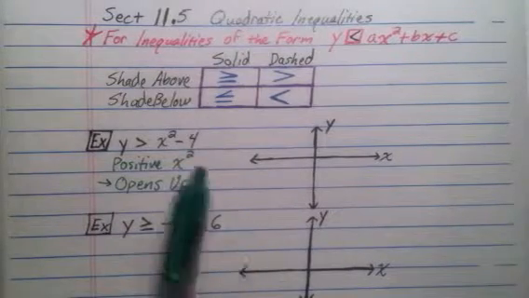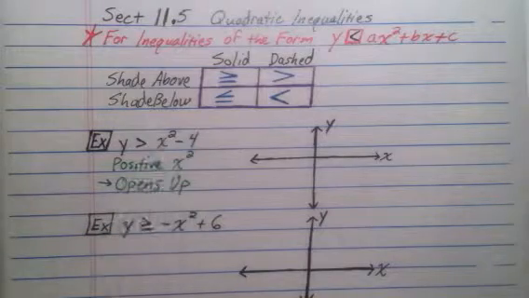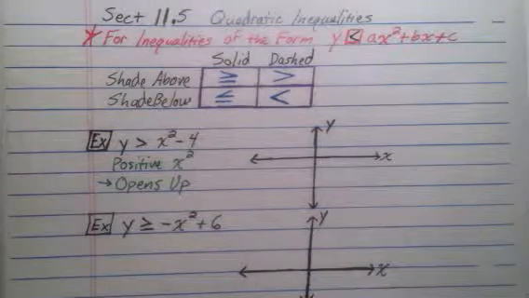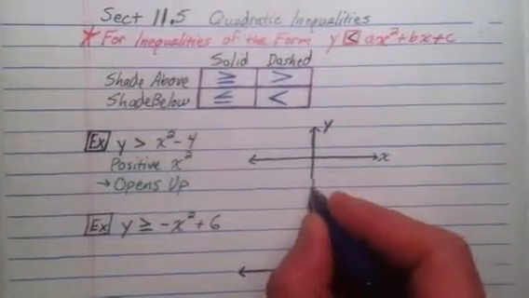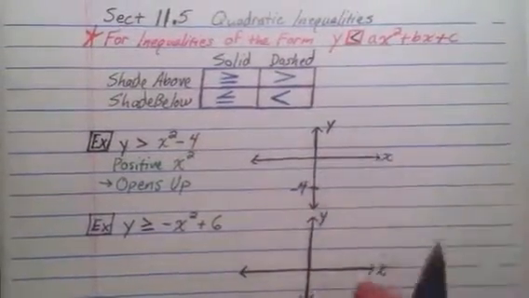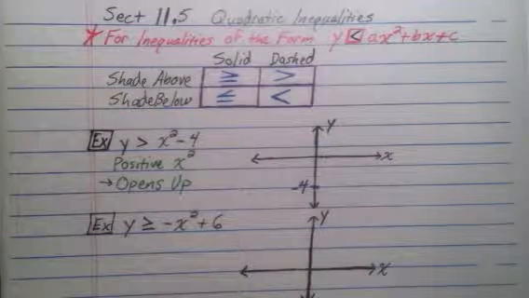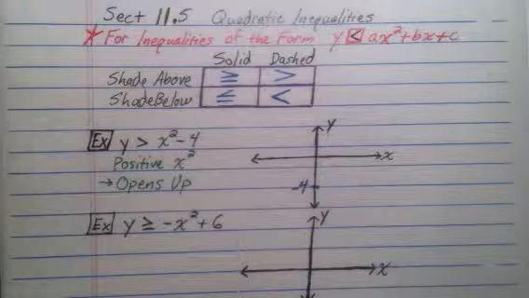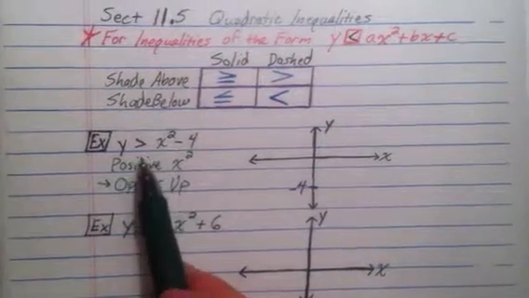Also, because there is no middle x term, there's an x squared term and a constant. That constant on the end, the minus 4, is where it's going to cross the y-axis. So we know the vertex is going to hit down here at minus 4, then open upward. But before I actually draw in the parabola, we have to determine whether it's going to be a dashed curve or a solid curve, and then whether to shade above or below. And that's where you go to the inequality symbol.